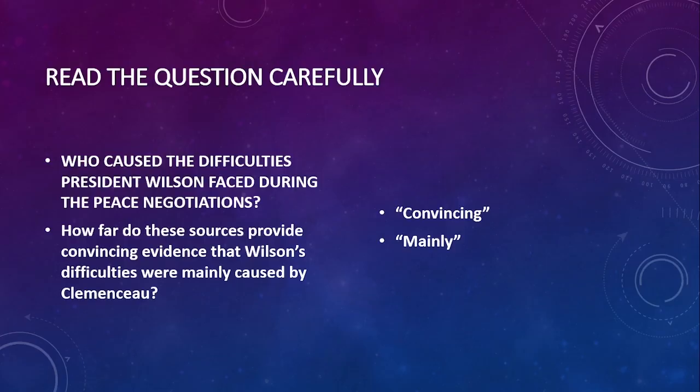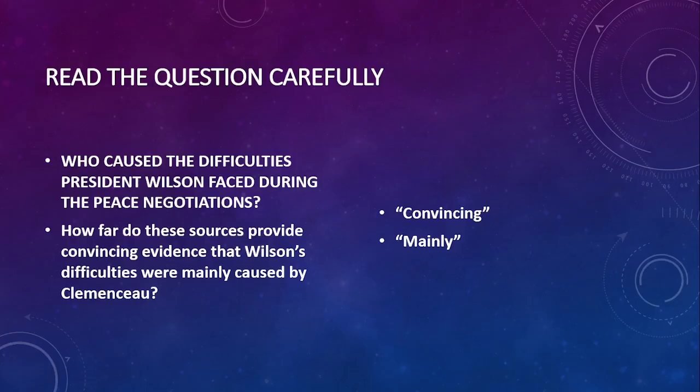I'm using a past November paper from 2022. The heading was "Who Caused the Difficulties President Wilson Faced During the Peace Negotiations?" And the question, that of course instructs you to study all the sources, was how far do these sources provide convincing evidence that Wilson's difficulties were mainly caused by Clemenceau? And it says, use the sources to explain your answer.